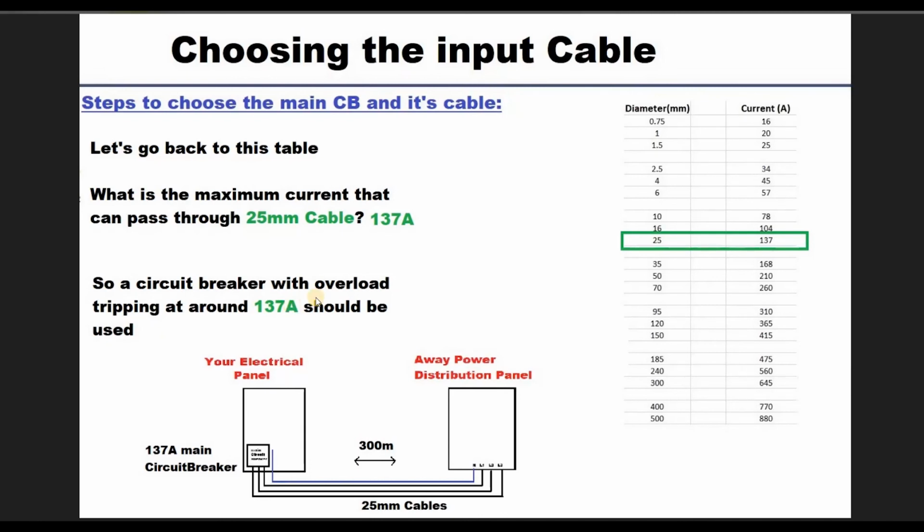So this is how it shows. For this distance, 300 meters, we need a 25 millimeter cable and a 137 amps main circuit breaker. This is how we choose the cable and the main circuit breaker, guys, for any electrical panel. See you in the next tutorial.